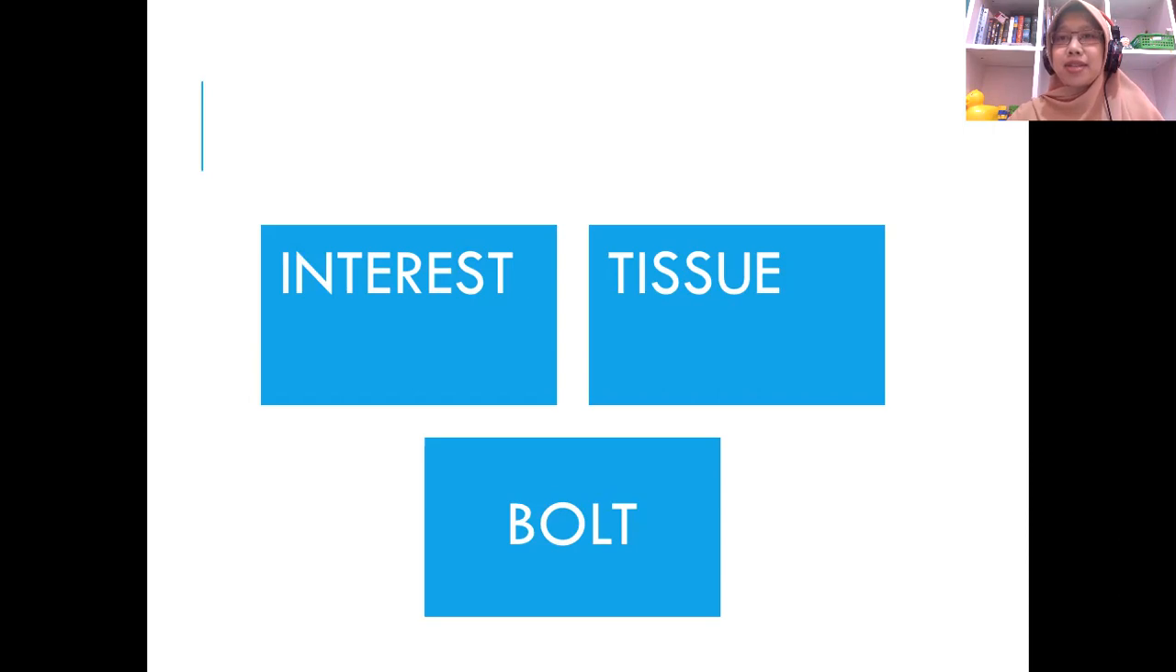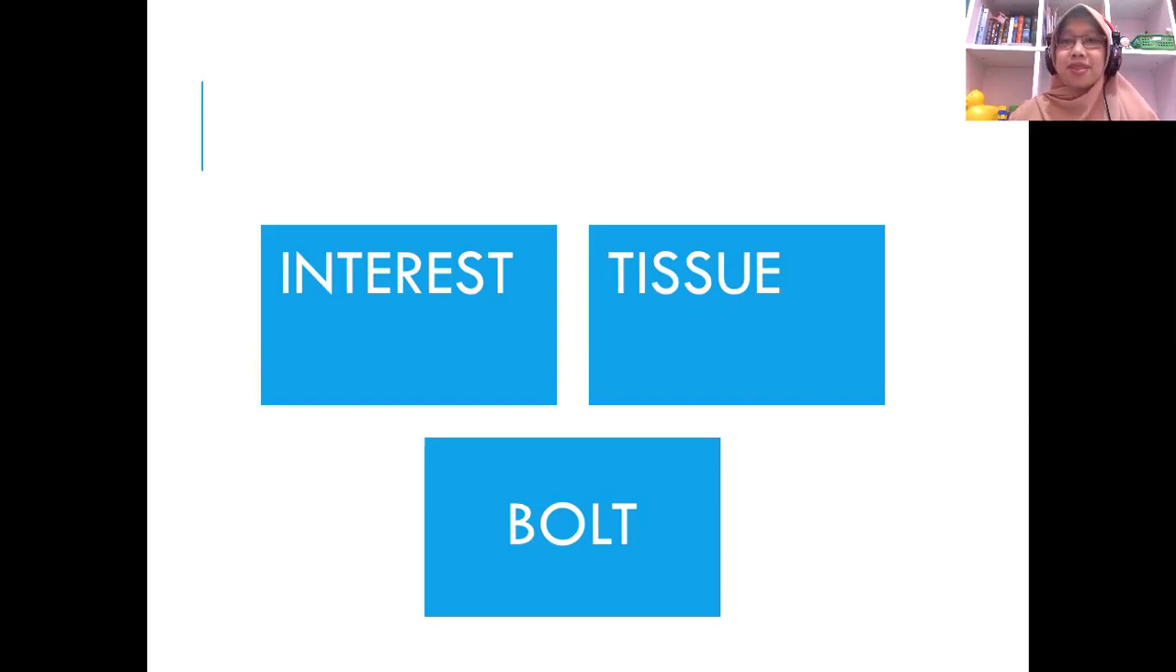So let's come to the next vocabulary. We have tissue. In general, you use it to wipe your face or for other purposes. Tissue has a different meaning when we use it in the field of health science. Tissue means jaringan, jaringan kulit. So we call it tissue.